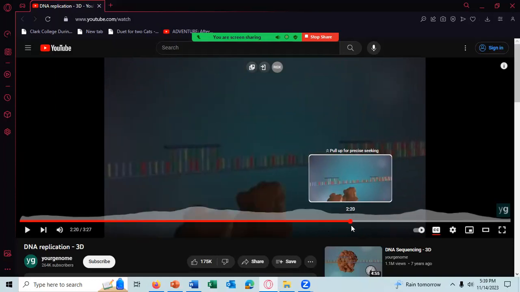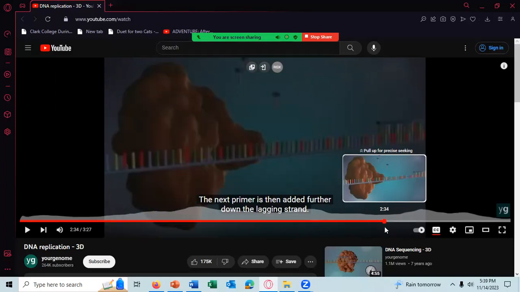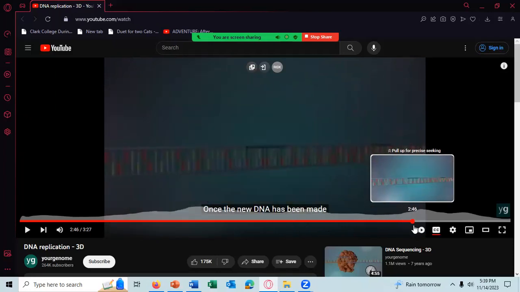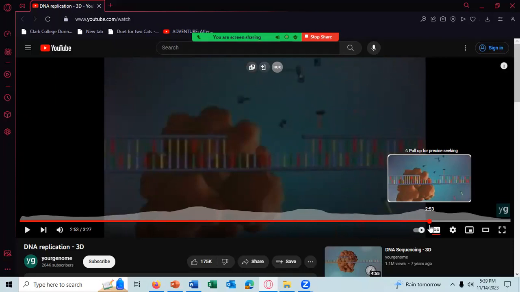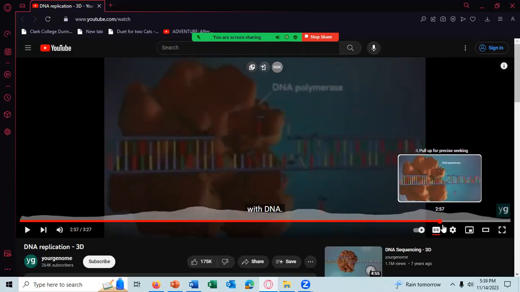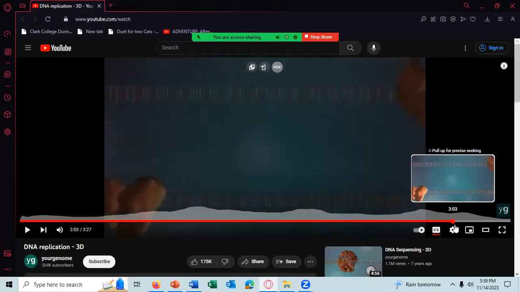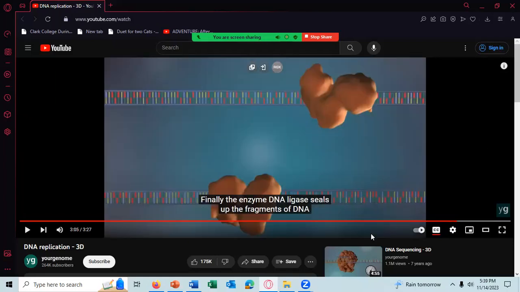There it is. DNA ligase seals the fragment of DNA, meaning if there's a break here and then there's a strand here, DNA ligase will connect this gap in the DNA, meaning between this nucleotide and that nucleotide, for example. I'll talk a little bit more about that.